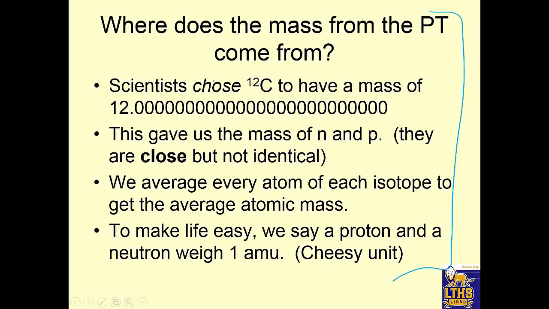Scientists chose 12. They needed to choose something to have a mass of 12.000000 forever. This determined the mass of the neutron and the proton. Now, protons and neutrons are very close in mass, but they're not identical. We average every atom of each isotope to get the average atomic mass. To make life easy, we say a proton or neutron weighs 1 AMU, so we round it a little bit. Basically, they took a big sample and found an average mass, and it's all based on carbon-12.